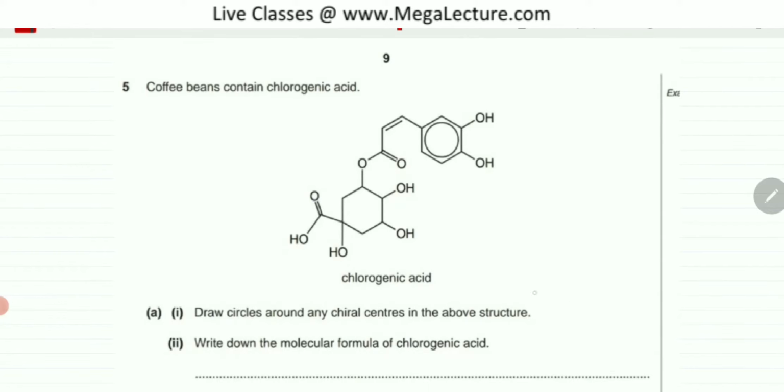Center in the above structure. So the first thing that we're going to discuss is what is a chiral center. A chiral center is when a carbon is sp3 hybridized, making four single bonds with four different groups attached to it, and it's capable of forming two different stereoisomers which are non-superimposable mirror images.